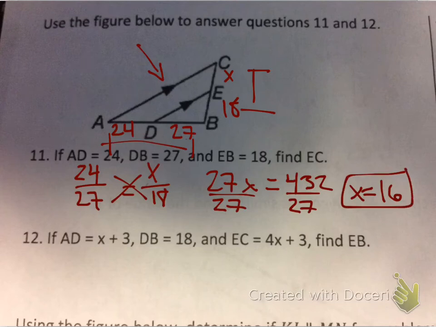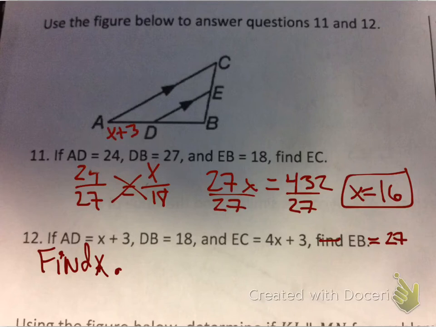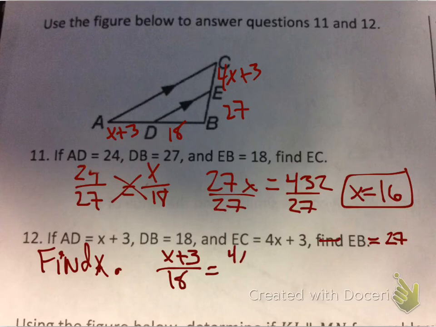Okay, now, I messed up on number 12. I will have it fixed by tomorrow for the test. But this should say, instead of saying find EB, it should say like EB is equal to 27, find x. Okay. Alright, so I'm saying here, here's x plus 3. Here's an 18. Here's a 27. Here's a 4x plus 3. How do I set that up? I can say x plus 3 over 18 is equal to 4x plus 3 over 27.